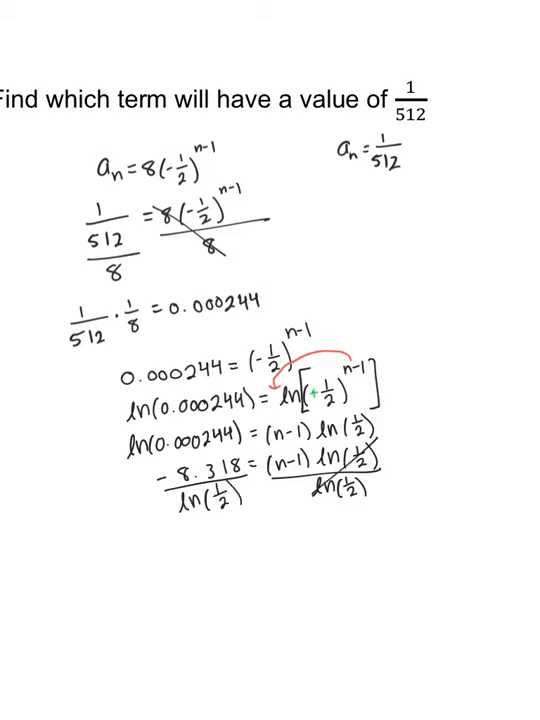So those cancel. This is going to give me 12 if you put that in your calculator, equals n-1. And then add 1 to both sides, and you're going to get n is equal to 13. So that means that the 13th term in the sequence is going to have a value of 1/512.